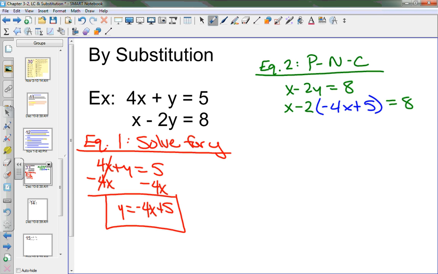Now what do I need to do? Distribute. I need to distribute. Okay. Distribute. So that gives me x plus 8x minus 10 is equal to 8.